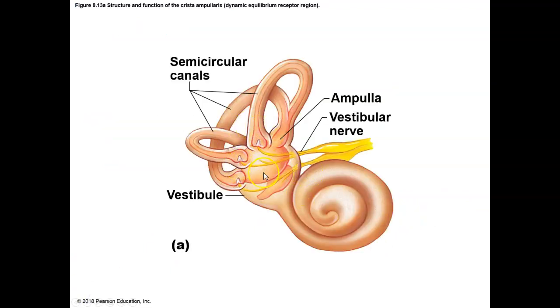So right here is the vestibule. And so we have receptors for static equilibrium in the vestibule. And then at the base of the semicircular canals within the vestibule, we have dynamic equilibrium. Static equilibrium is equilibrium associated with movement in a straight direction, whereas dynamic equilibrium is movement in a rotational direction.